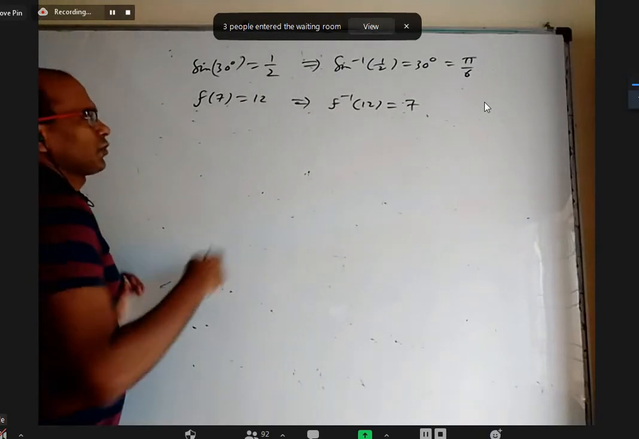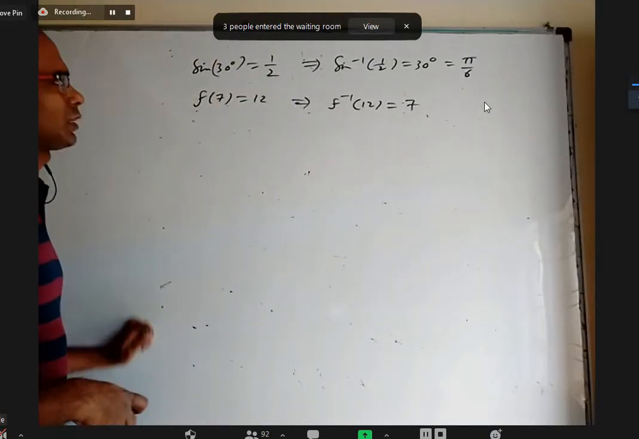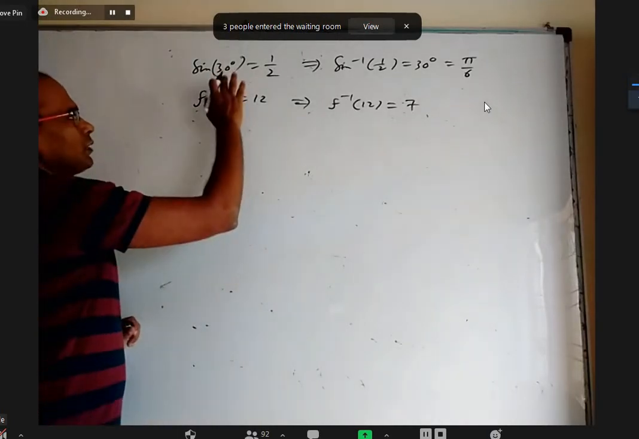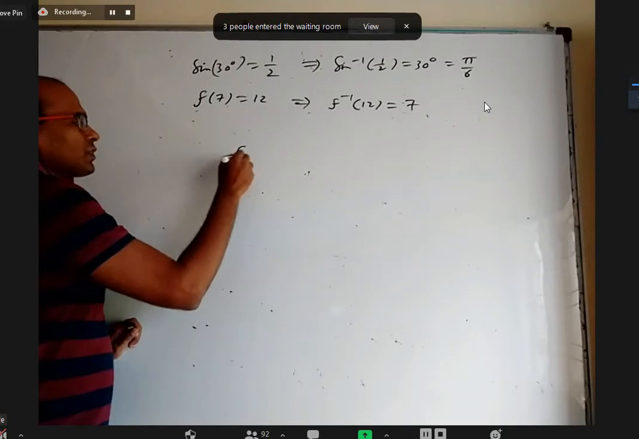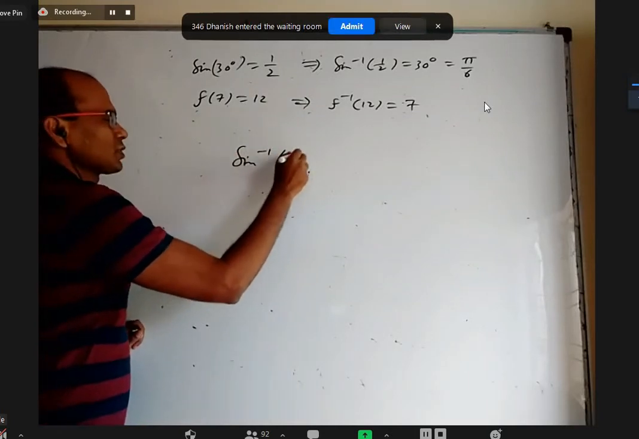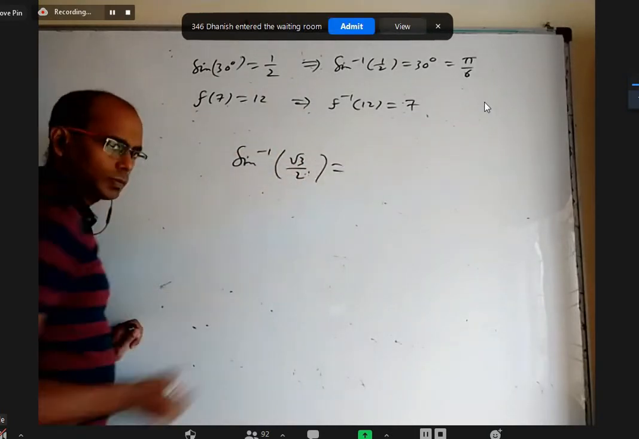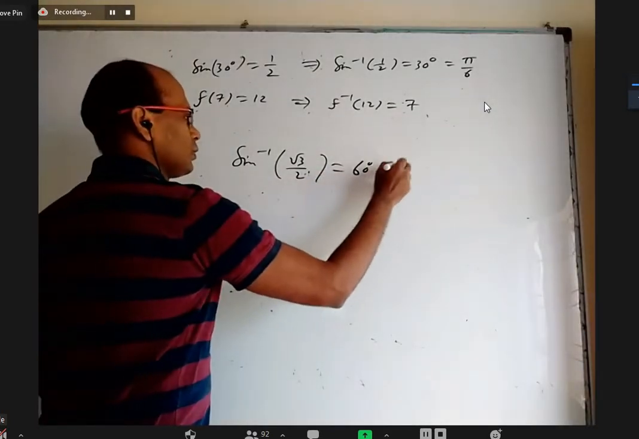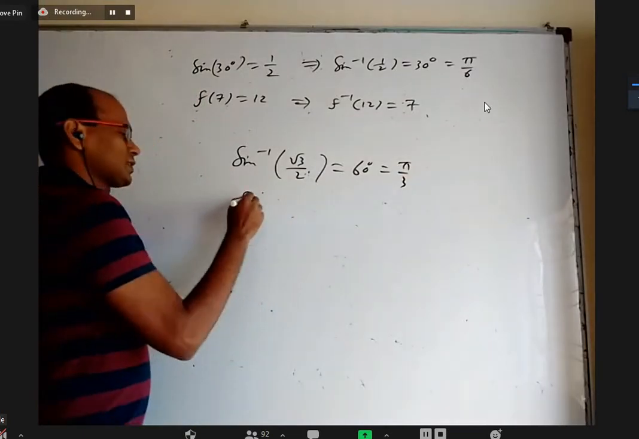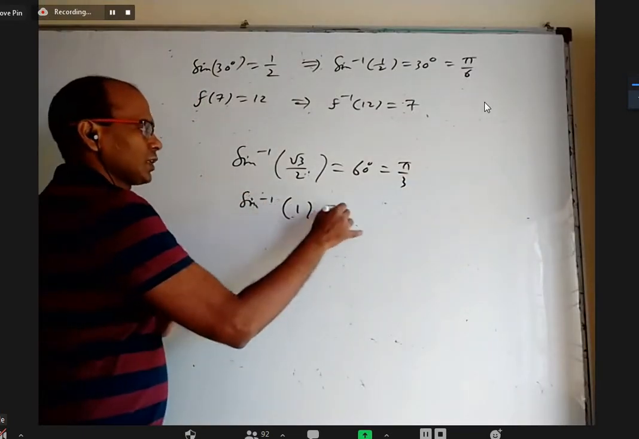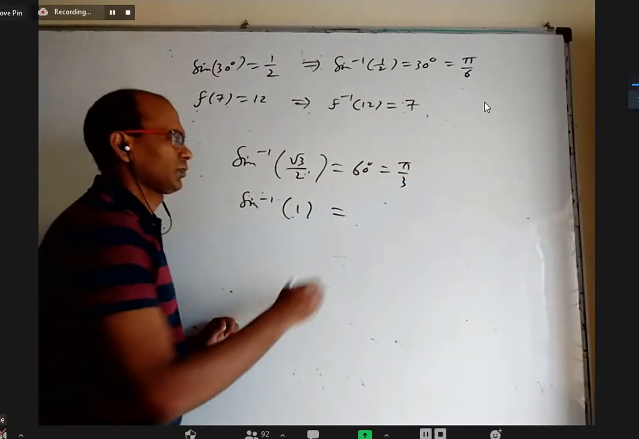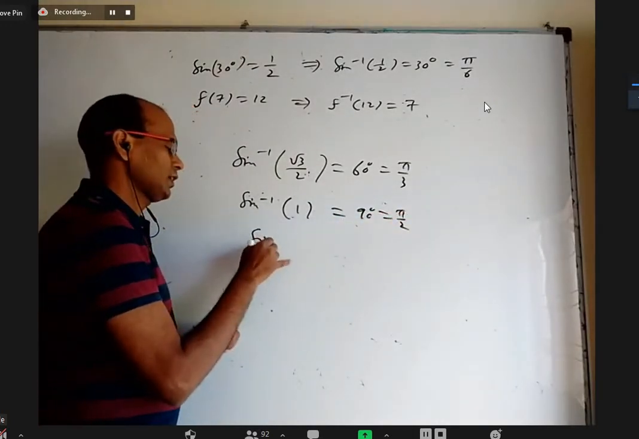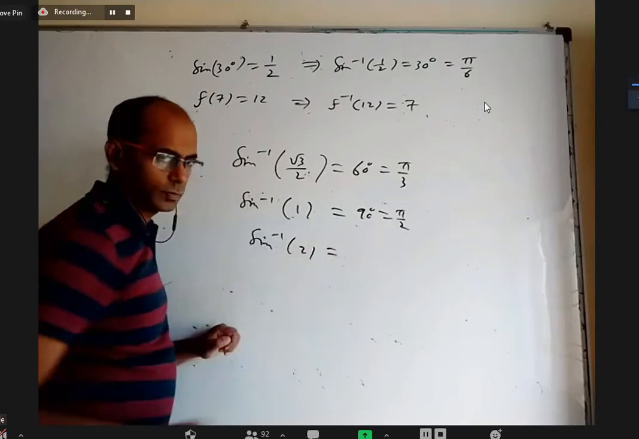Of course, there's something called principal values and all that. Right now, I don't want to spend enough time on that, but this is very simple. If somebody asks me sine inverse root 3 by 2, what is the answer? 60 degrees. Sine inverse 1, what is the answer? 90 degrees. Sine inverse 2, what is the answer?